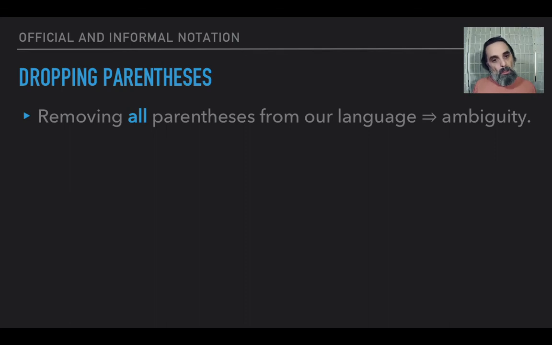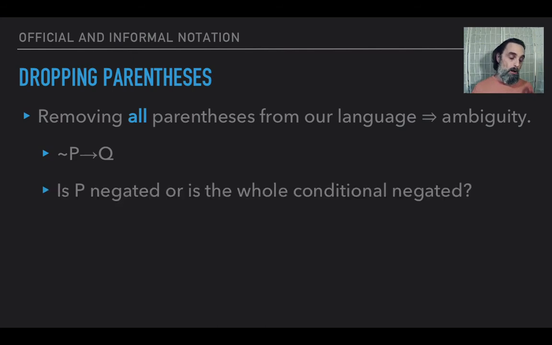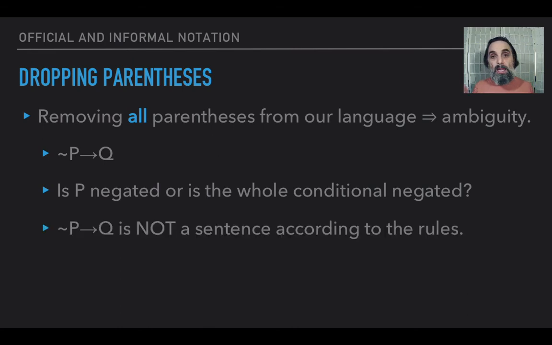The simple rule would be, just get rid of all the parentheses. The problem with that is that doing that would produce ambiguity, right? If we didn't have any parentheses at all in our language, then this sentence, negation P arrow Q, would be ambiguous. We wouldn't know: is it a conditional whose antecedent is negation P, or is it rather a negation of the conditional P arrow Q? The symbols would be ambiguous. We wouldn't know what the negation applies to. Does it apply to the conditional or just the P?